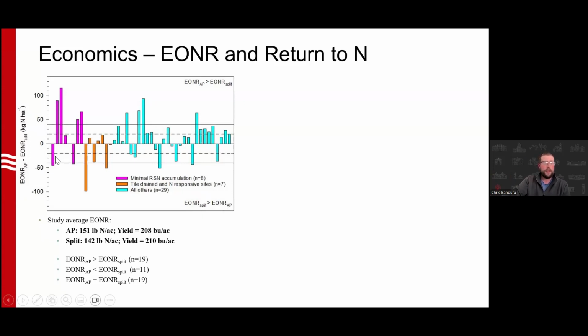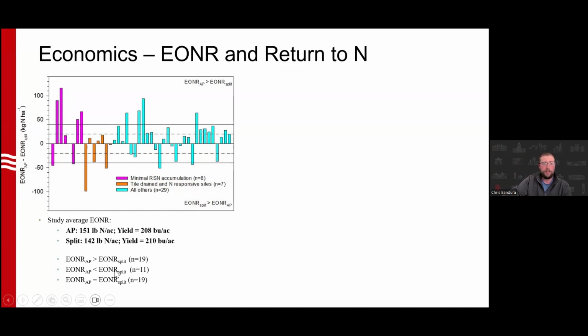You can see there's a lot of ups and downs on this chart. Boiling it down, on the study average, we had about a 9 pound per acre advantage of split applications with a 2 bushel per acre yield advantage. You can see there's a few data points in either direction that are likely having a lot of weight on those averages, but that is what it is.